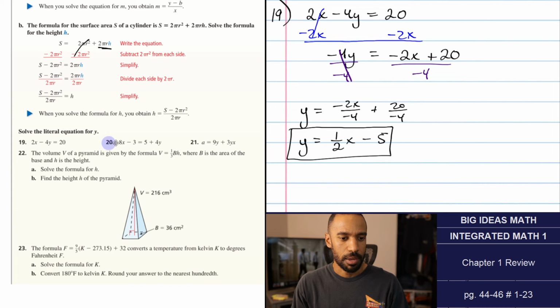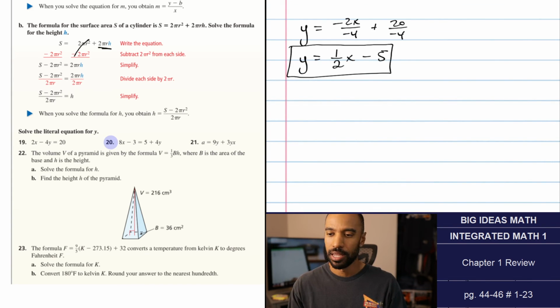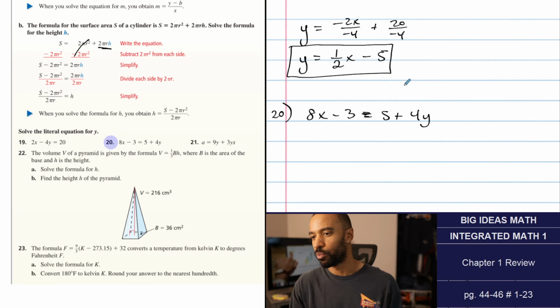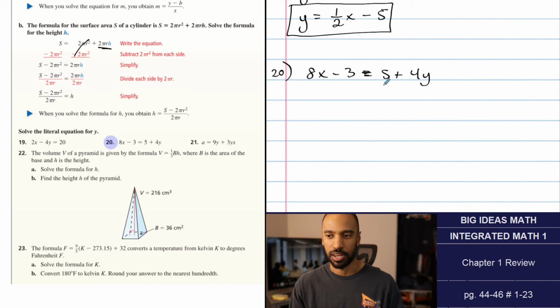Number 20, more of the same. We have 8x minus 3 equals 5 plus 4y. We are solving for y. It's not quite the standard form that you saw previously, but it doesn't change the fact that we're still getting y by itself. y is on the right side of the equation. Oh well. I'm going to keep it on the right side as long as it's positive. When I get to my final answer, I'll write it on the left side of the equation.